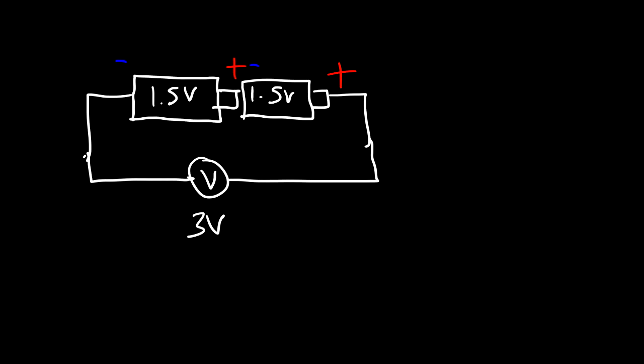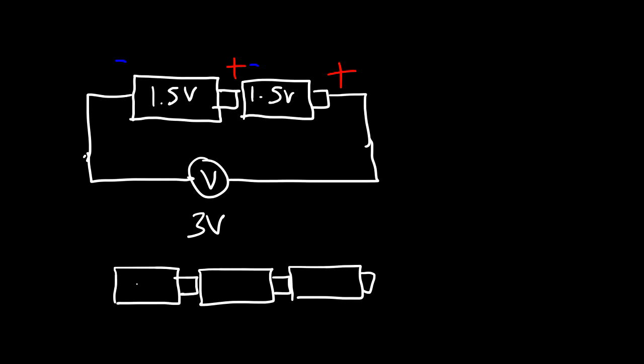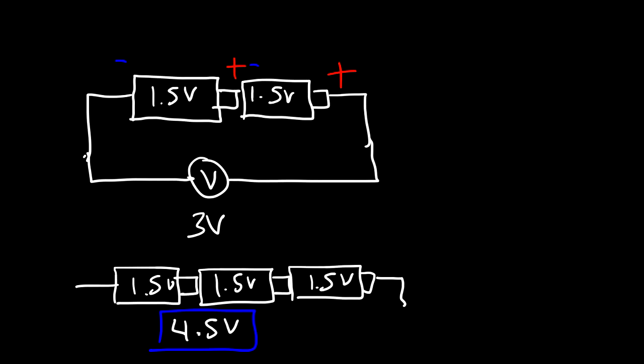And so you can increase the voltage of multiple batteries if you connect them like this. So let's say you have 3 batteries, that is, 3 1.5 volt batteries connected in series. Then the total voltage is simply the sum of the individual voltages of these 3 batteries. So 1.5 times 3 is 4.5. So that's what the voltmeter is going to read if you connect 3 batteries in series.